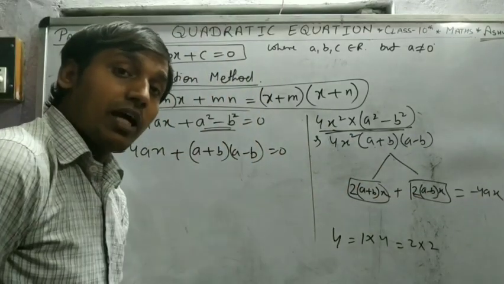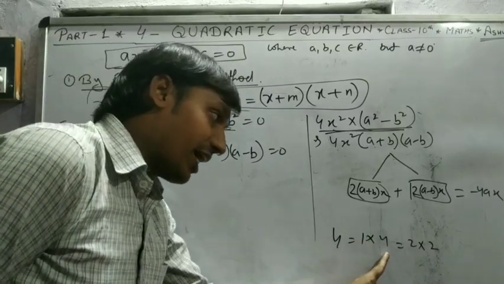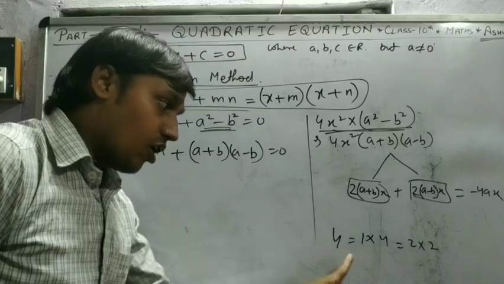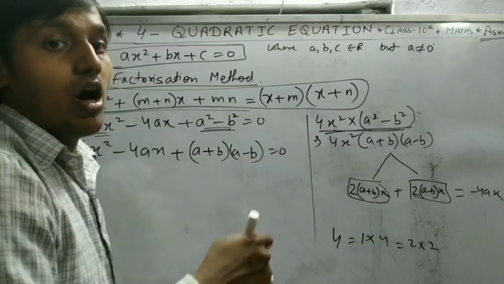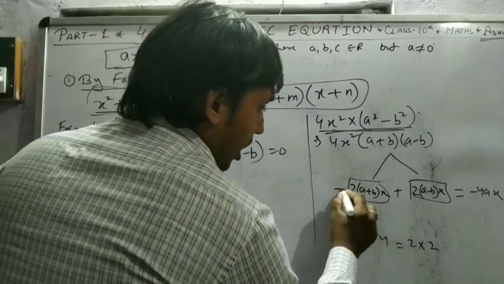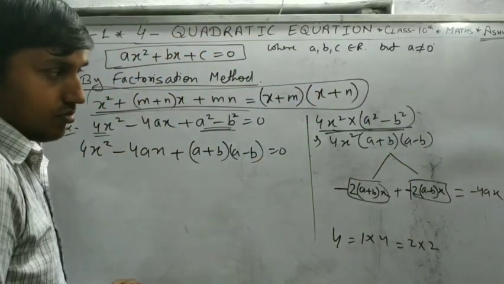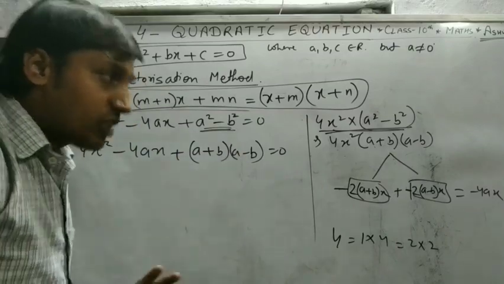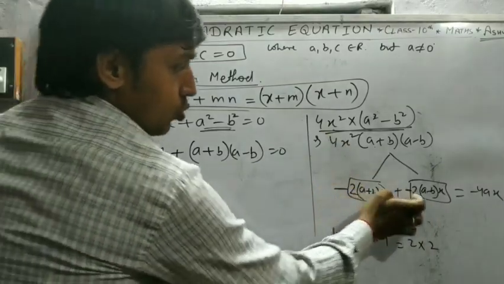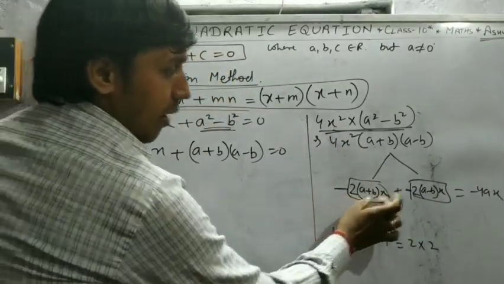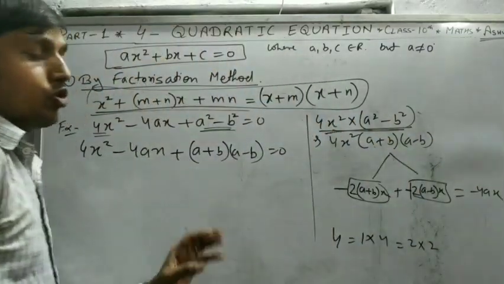Minus 4, when both are 2. When you take 1 and 4, we get 5 or 3: 1 plus 4 is 5, 1 minus 4 is minus 3. But if you take 2, we get either 0 or 4. So we take both negative. Why negative? Because we want minus 4ax. Then if you want to check, it is right because the product is right: minus minus plus, 2 twos are 4, x into x square, a plus b into a minus b, same. And you can check that the sum is minus 4ax also.